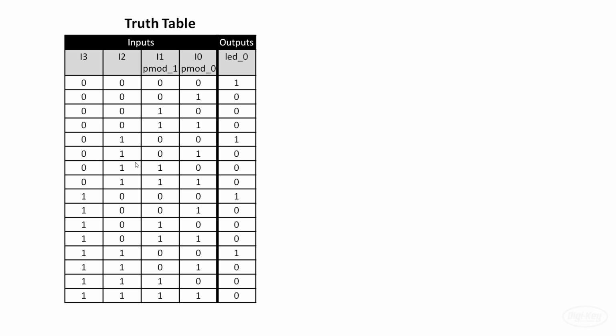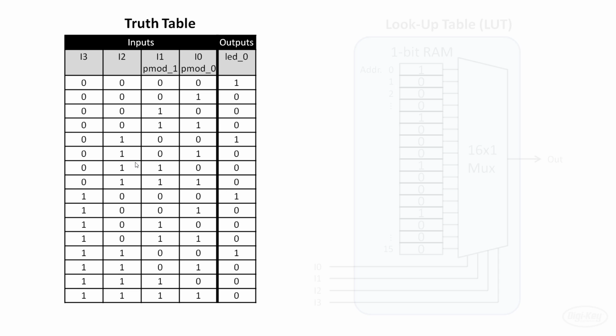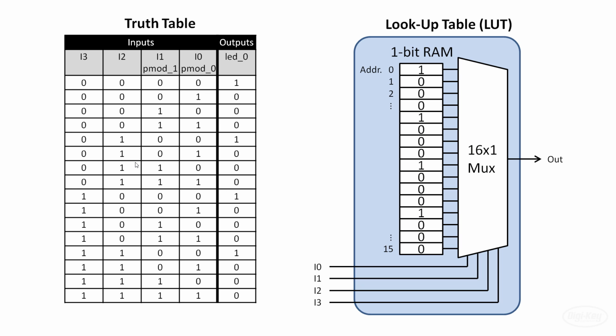Here I've laid out what the entire truth table would look like for our simple AND gate example. We'll assume that Pmod 0 and Pmod 1 were mapped to I0 and I1 for this particular lookup table. Whenever I0 and I1 are 1, the output should be 1. It really doesn't matter what I2 and I3 are, as they're not used. Here is a representation of our 4-input lookup table.